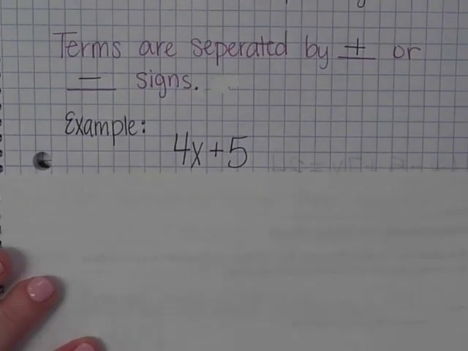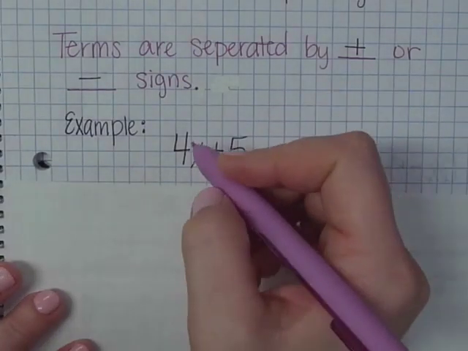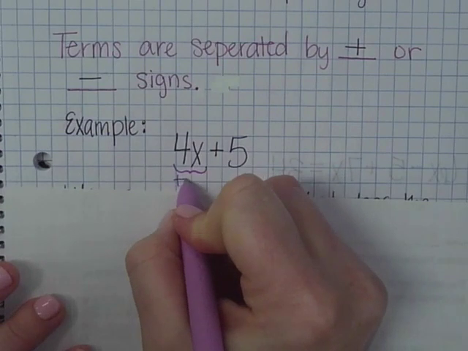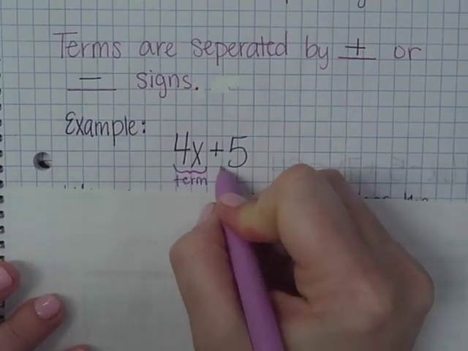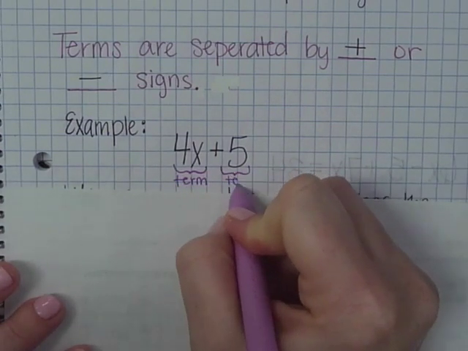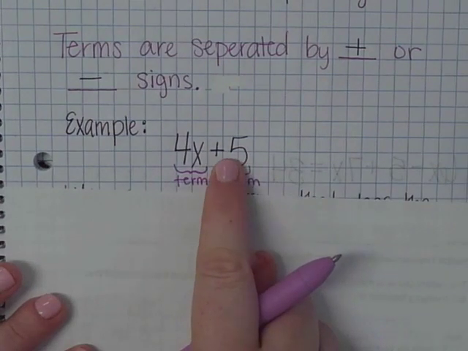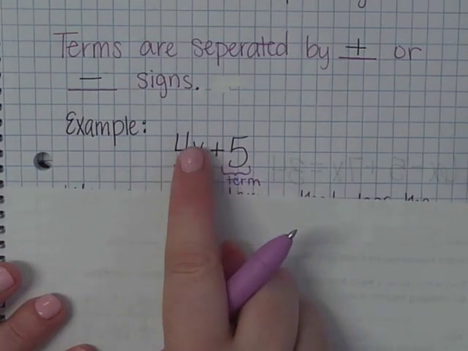So an example here is 4x plus 5. This is two terms. This is a term, and this is a term. Notice there's one addition sign separating two different things.